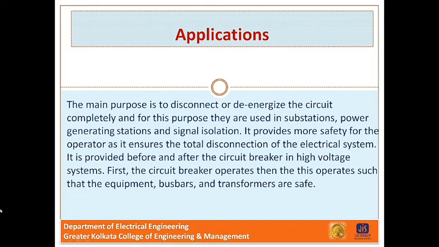Now applications. The main purpose is to disconnect or de-energize the circuit completely, and for this purpose they are used in substations, power generating stations and signal isolation. It provides more safety for the operator as it ensures the total disconnection of the electrical system. It is provided before and after the circuit breaker in high voltage systems. First the circuit breaker operates, then this operates such that the equipment's busbar and transformers are safe.